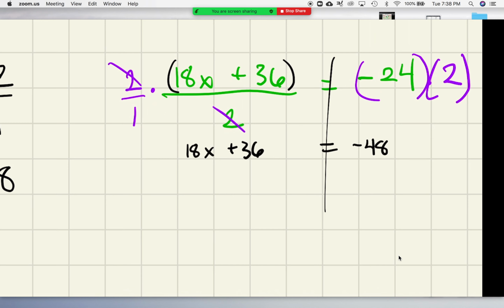Now this is like a regular 2-step problem. What would the next step be? Let me write this down real fast. Now we subtract the 36 from itself, so that one zeroes out, and then we subtract 36 from the other side. So it should be negative 84, right? Negative 84, yeah.